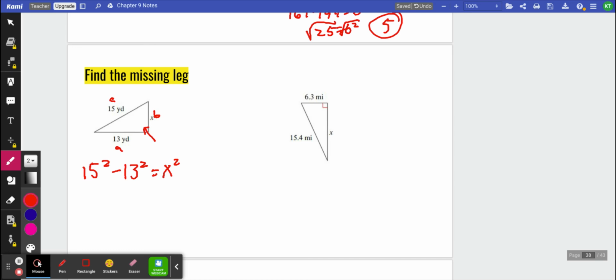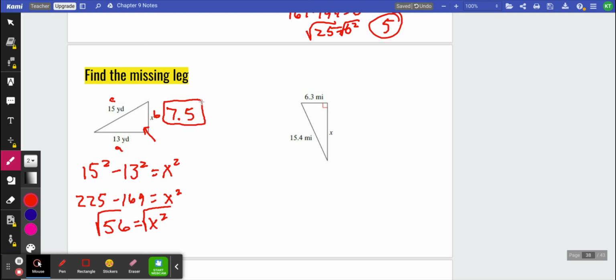So when we do 15 squared, we get 225 minus 13 squared, which was 169, and we get, right, we're solving for our side length, we get 56 equals x squared, right? Last step, we have to remember to square root, right? 56 is not a perfect square, right? It's bigger than 49, less than 64, so it's going to be in between 7 and 8, right? And if we take the square root of 56, we get 7.48. We'll round that to 7.5.